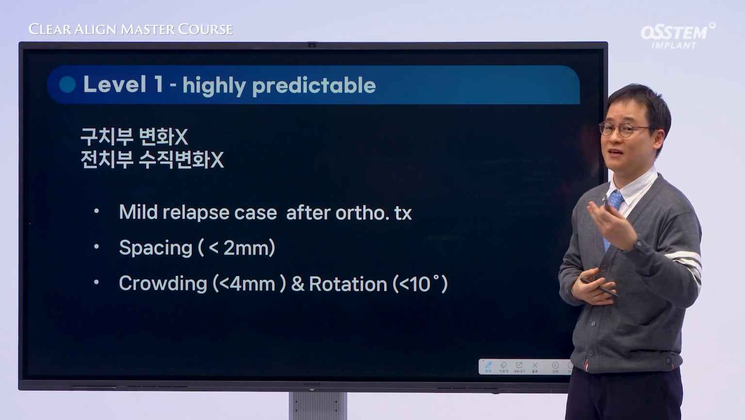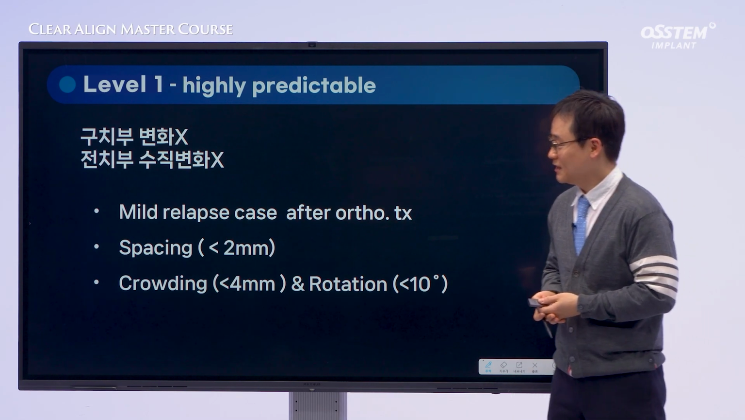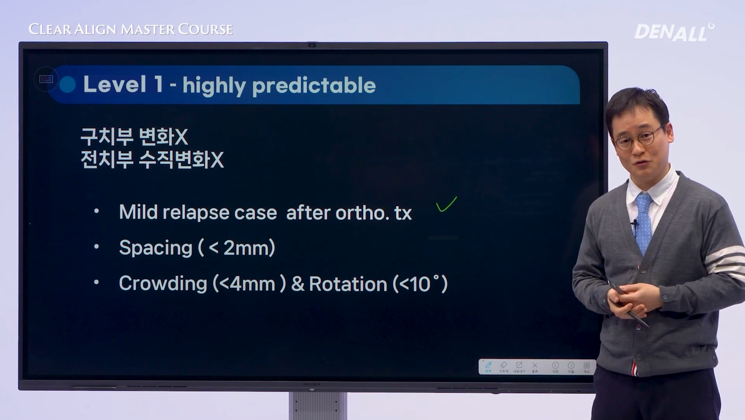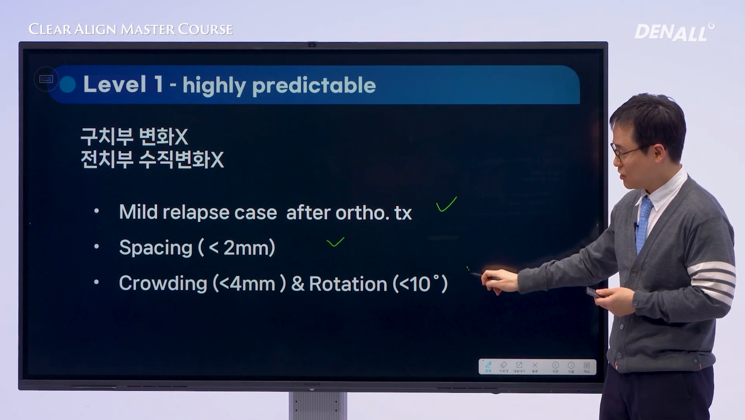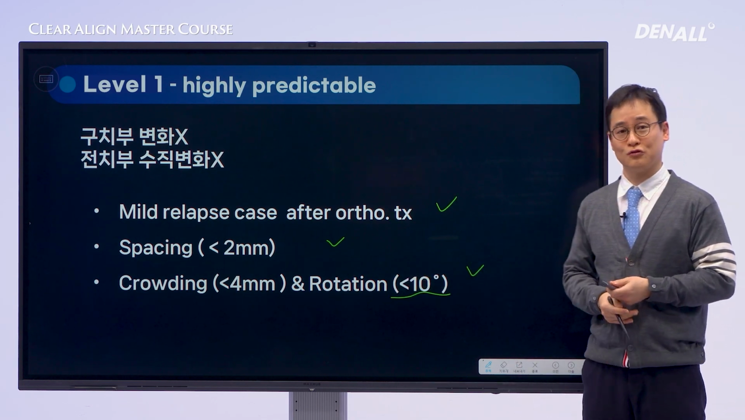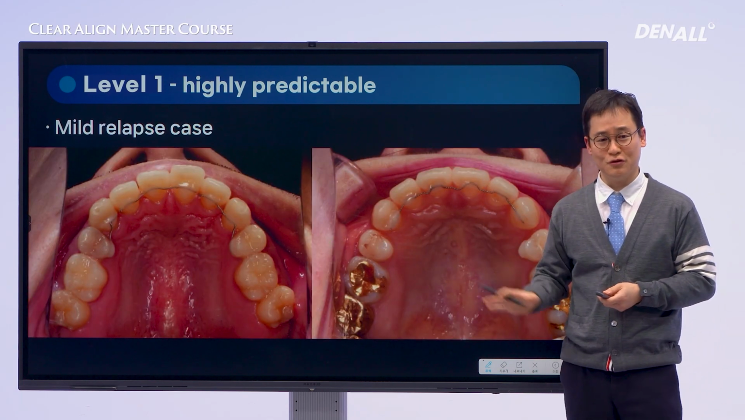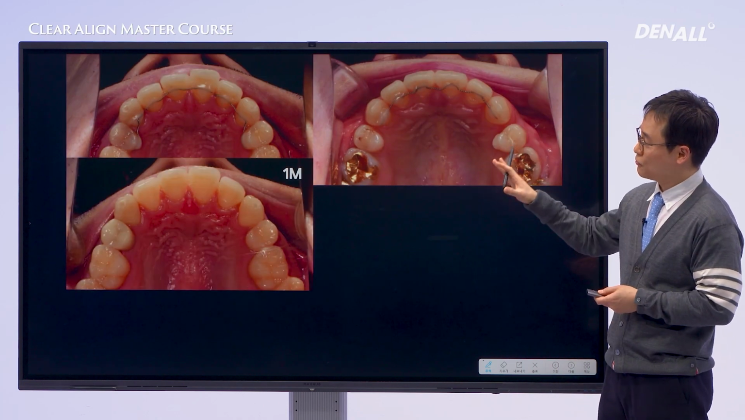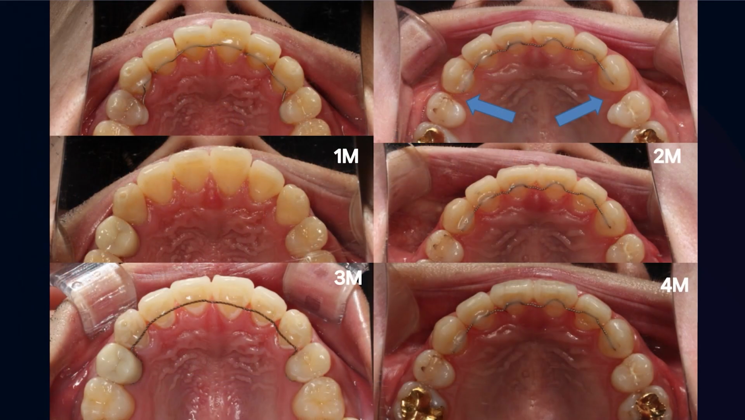Now, when I talk about level 1 cases, it's not that I'm rigidly classifying every case this way. But I've organized them to make it easier to approach. Level 1 cases include very mild relapse cases after orthodontic treatment, minor spacing, or mild crowding with more labiolingual misalignment rather than significant rotation. Relapse cases respond well regardless of which clear aligner system you use, and they typically don't take a long time to treat. Minor spacing or protruded teeth is also usually very manageable, as many of you already know. These would all fall under level 1 cases.